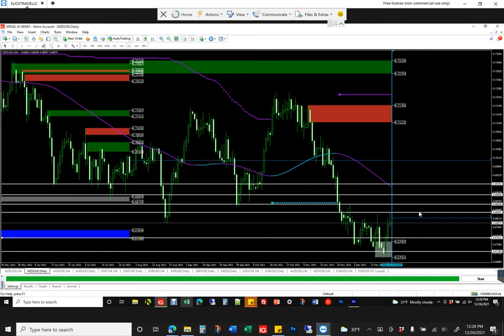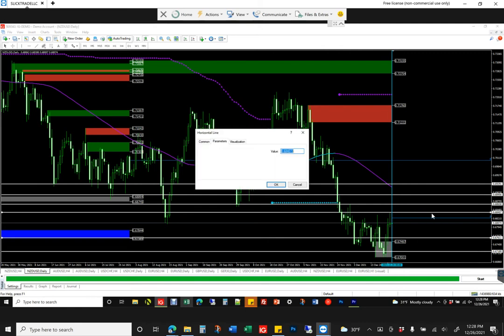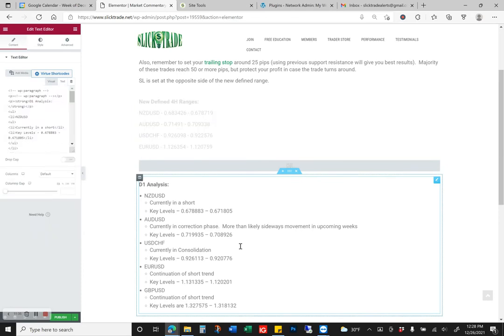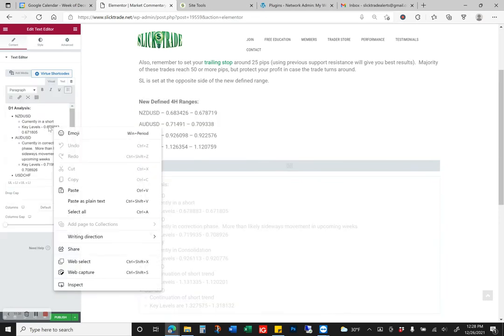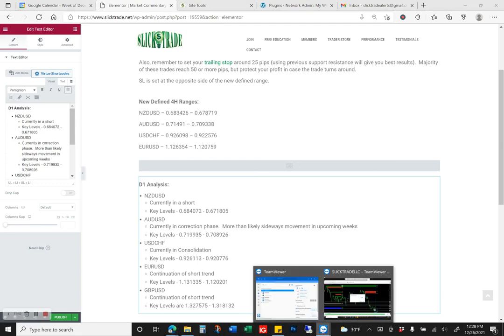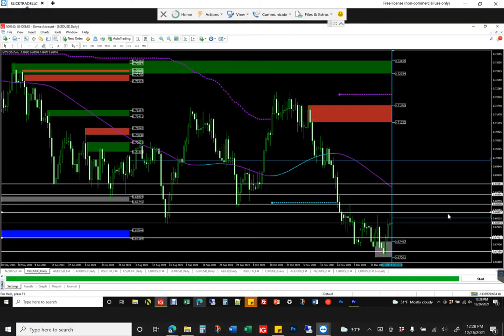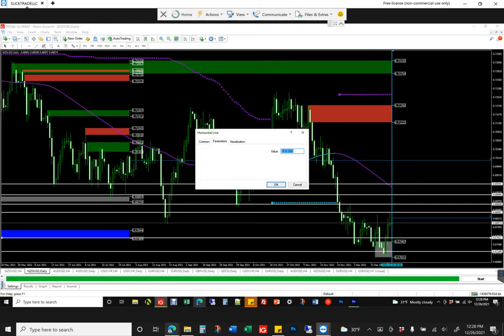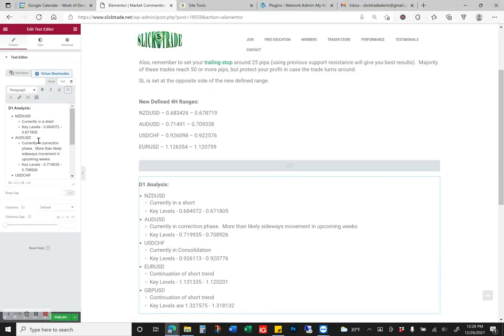Again, if you don't understand how to properly identify support and resistance, please check out our free education. It is worth taking the time to learn it, okay? Especially if you're looking to be successful in the future. So there's our key levels on the New Zealand dollar.